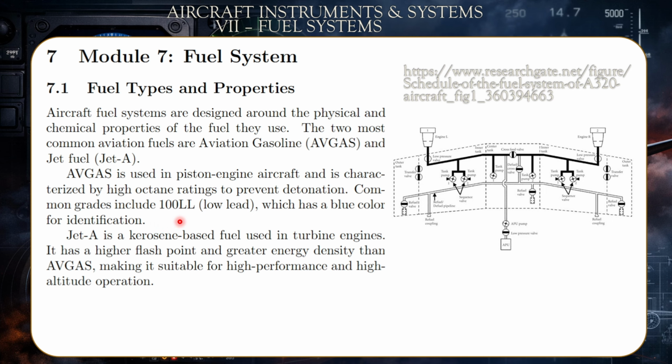Common grades include 100LL, or low lead, which is the lead within the fuel itself, and it has a blue color for identification. Jet A is a kerosene-based fuel used in turbine jet engines. It has a higher flash point, higher ignition point, and a greater energy density than avgas, making it more suitable for high performance and high altitude operation, because you need a faster turn of the engines at high altitudes, with no hindering of the engine rotation.